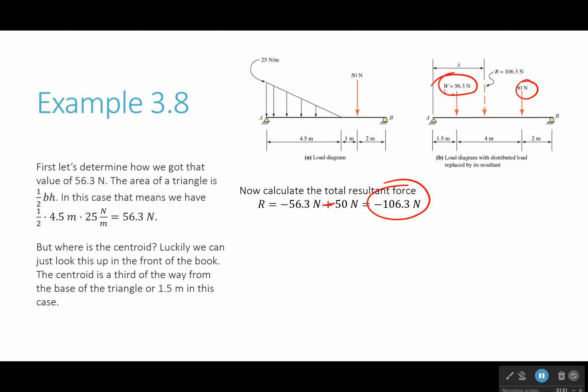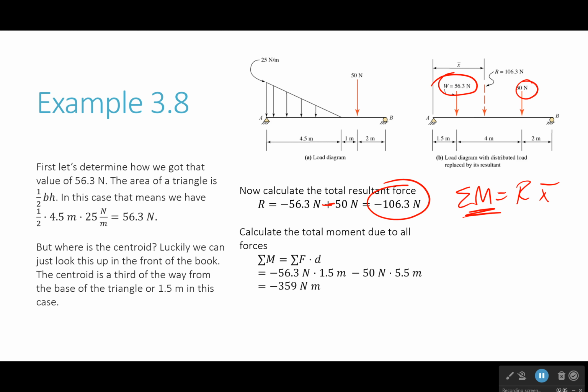If you remember, our final equation is going to be sum of the moments is equal to resultant times x bar, which means we got to take the sum of the moments. And we can pick any point we want. I typically go with the one on the left just because that's what I'm used to. So let's do that. It's force times distance, so negative 56.3 times 1.5 minus 50 times 5.5. That gives me negative 359 Newton meters.